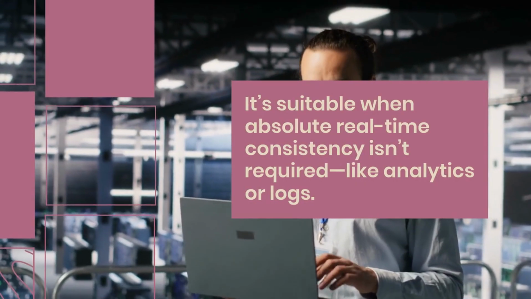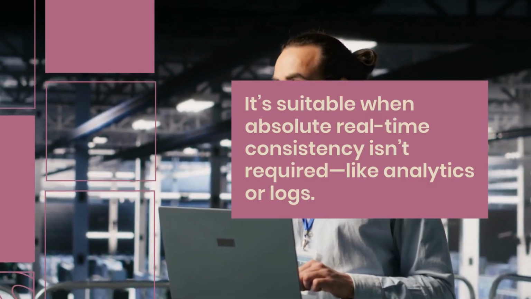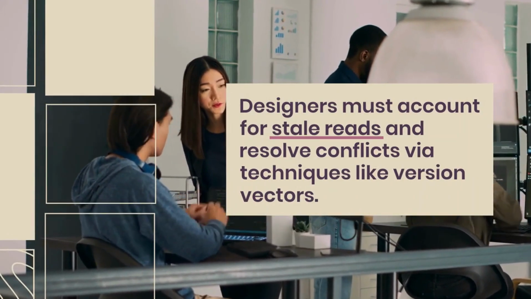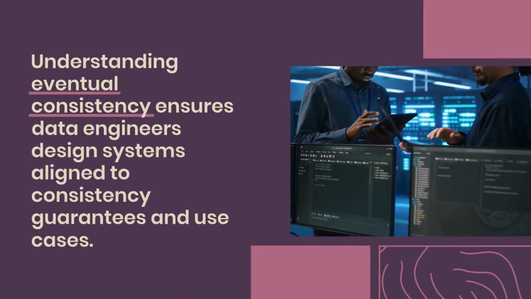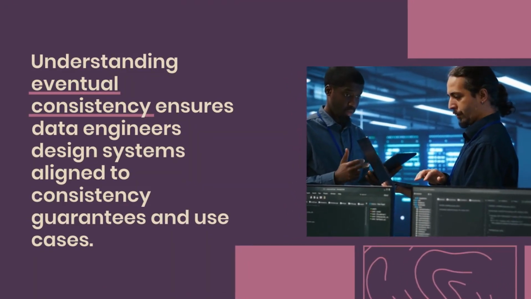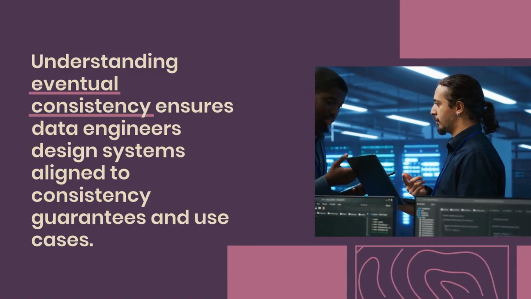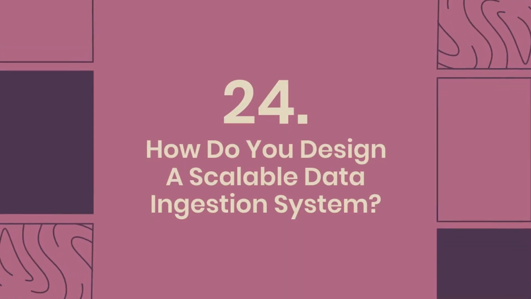It's suitable when absolute real-time consistency isn't required, like analytics or logs. Designers must account for stale reads and resolve conflicts via techniques like version vectors. Understanding eventual consistency ensures data engineers design systems aligned to consistency guarantees and use cases. 24. How do you design a scalable data ingestion system?